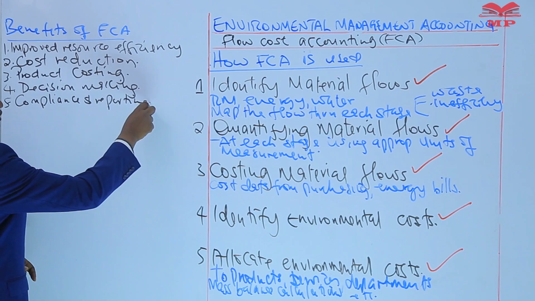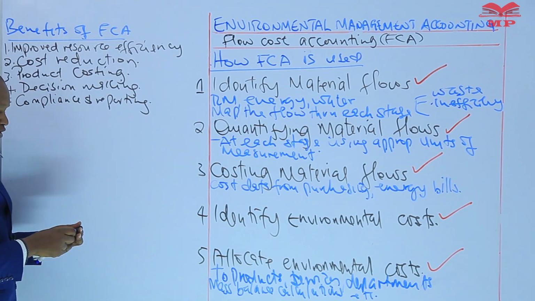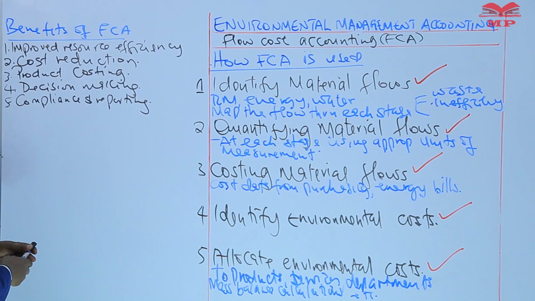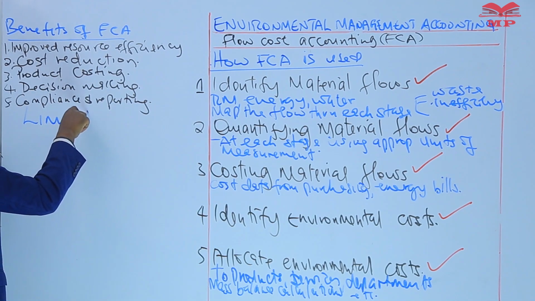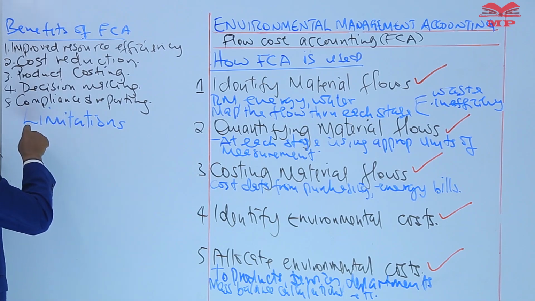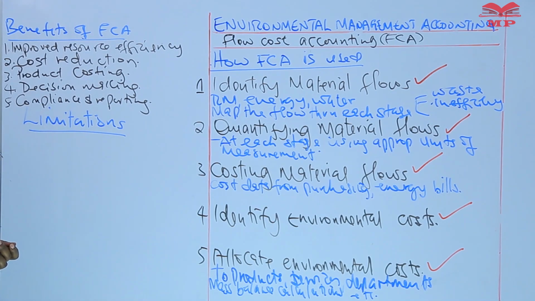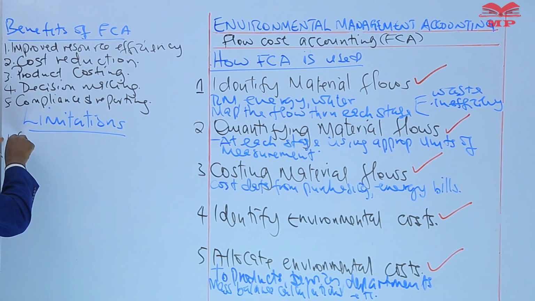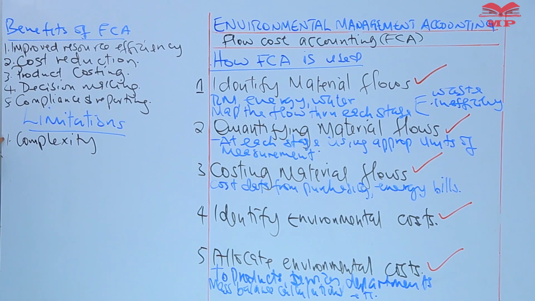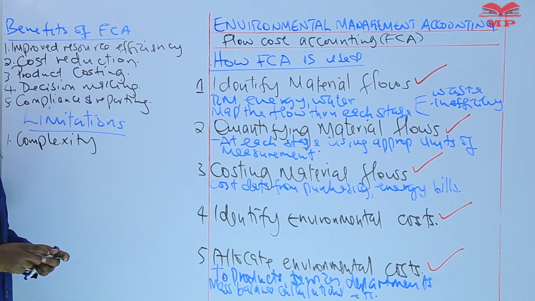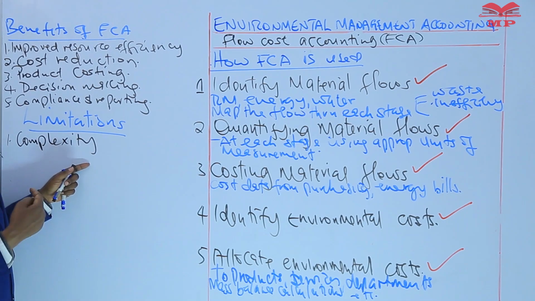Now, as much as this method seems better than the previous one we studied, that does not mean that it has no flaws. There are also limitations of using this method. What are the limitations of FCA? The first limitation is in relation to complexity. Implementing an effective FCA system can be complex and requires significant resources.